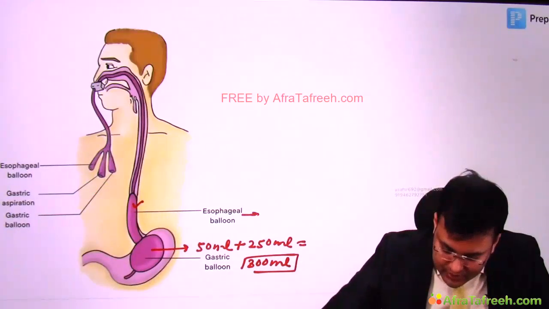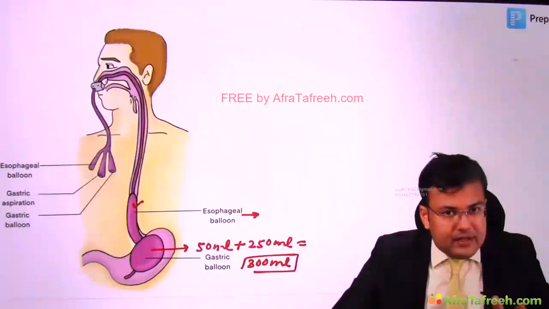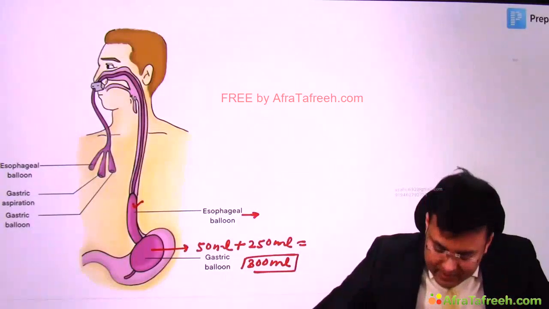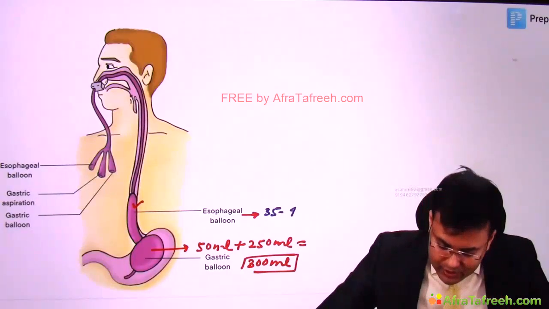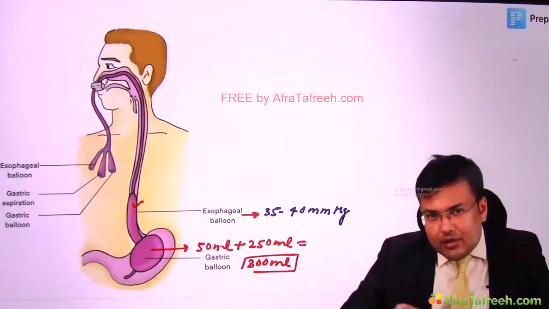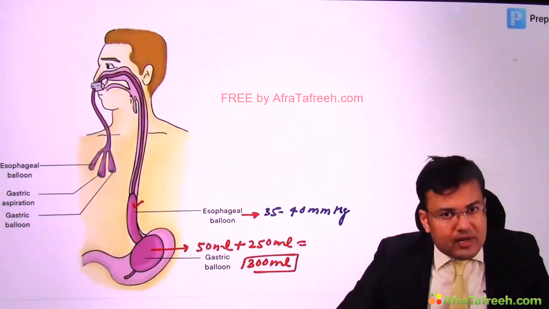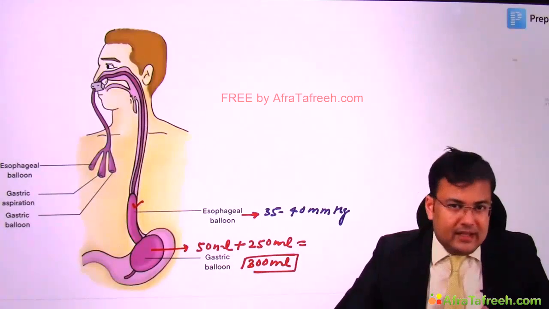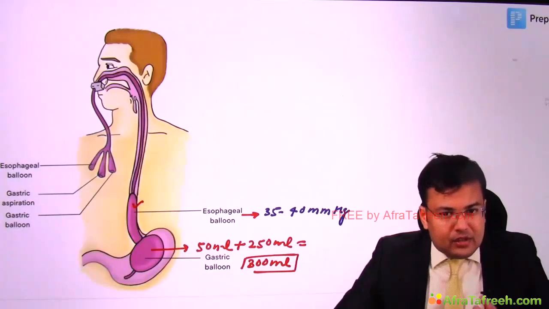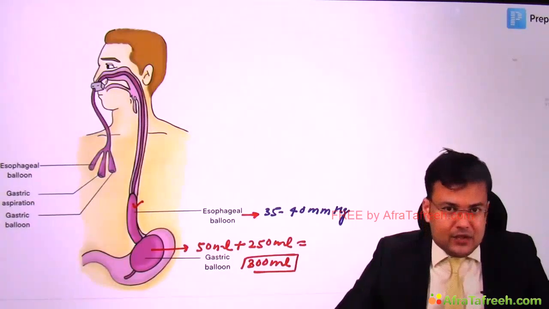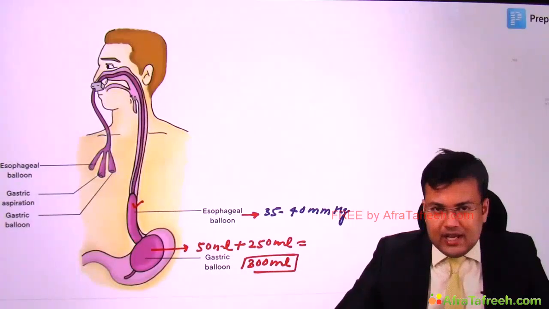The esophageal balloon. Right? And after inflating the esophageal balloon, how much should be the maximum pressure? The maximum pressure exerted by the balloon should be 35 to 40 mmHg. Why? Because if pressure is more than 40, what happens? Perfusion stops and there is increased risk of ischemia and perforation. So the maximum pressure exerted by the esophageal balloon is 35 to 40 mmHg.